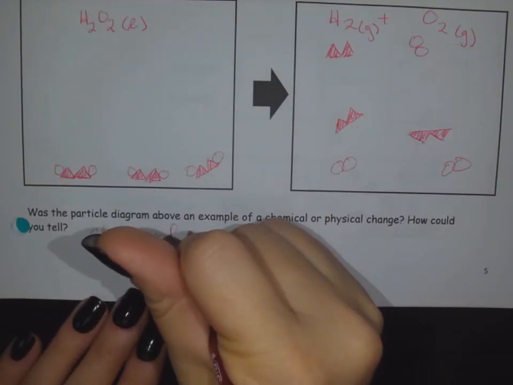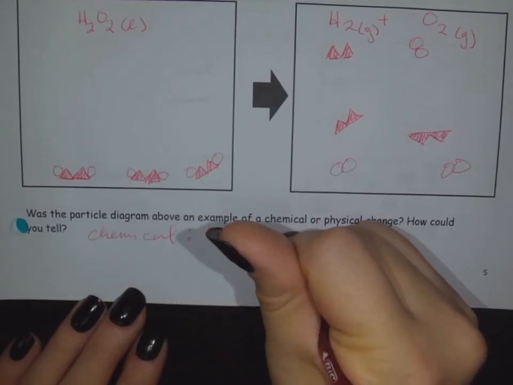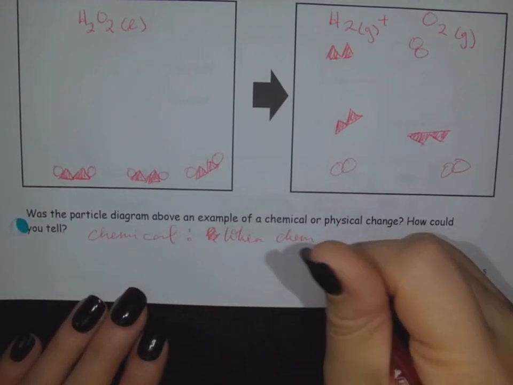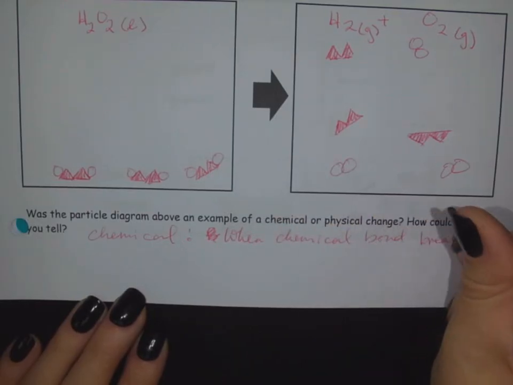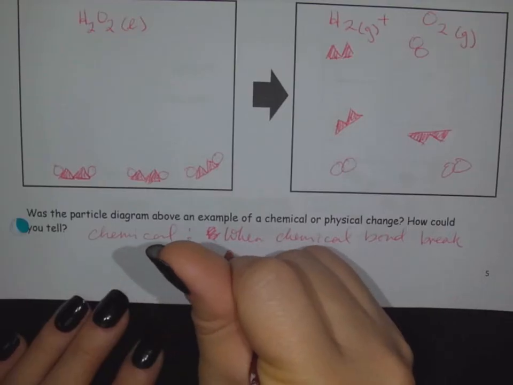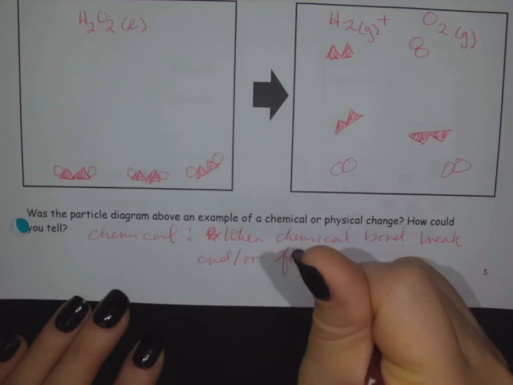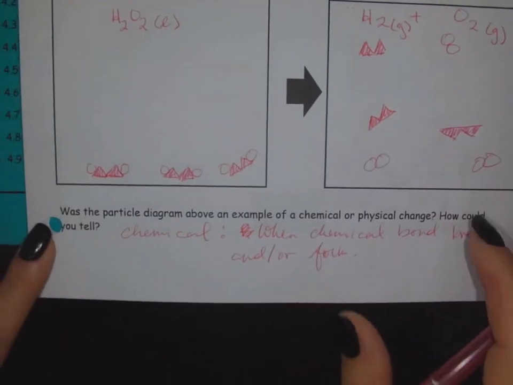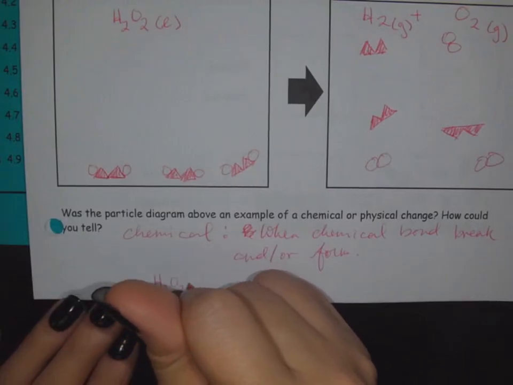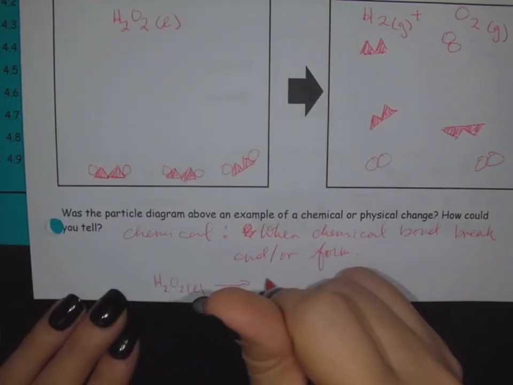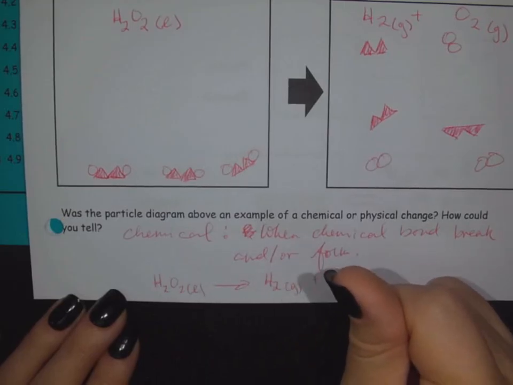So a chemical change is when chemical bonds break and/or form. Okay, that's a chemical change. And so if I were to write this as a formula, it would be H2O2 liquid results in H2 gas plus O2 gas.